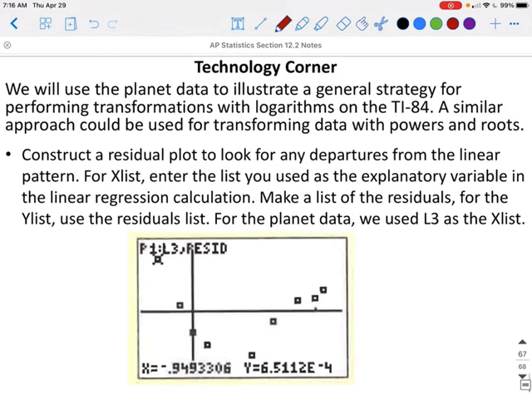If we need to construct a residual plot to look for any departures from the linear pattern, for the x list, you would enter the list you used for your explanatory variable in the linear regression calculation, and for the y list you can make a list of the residuals. Use the residuals list. So for the planet data, you can use list 3 as your x list.